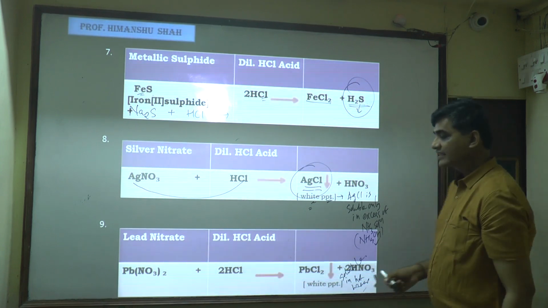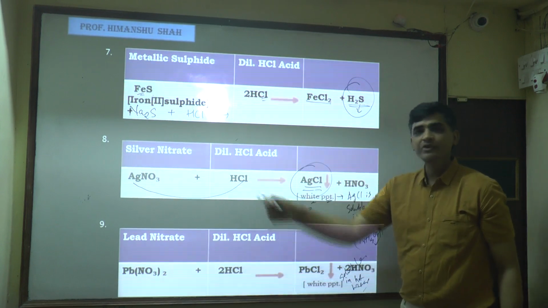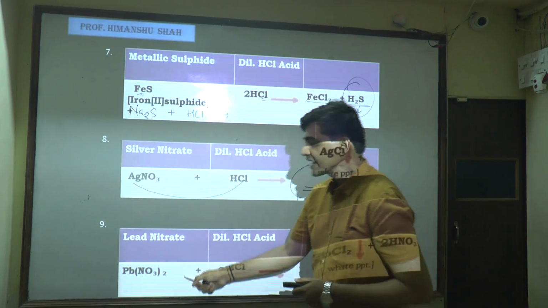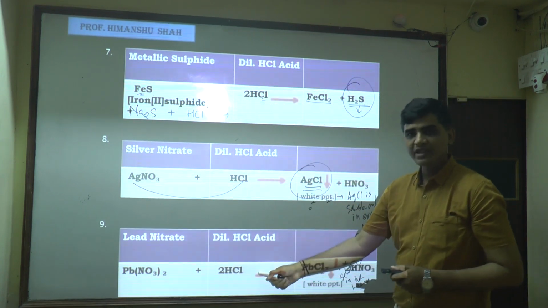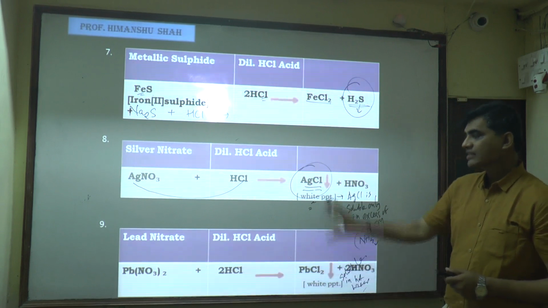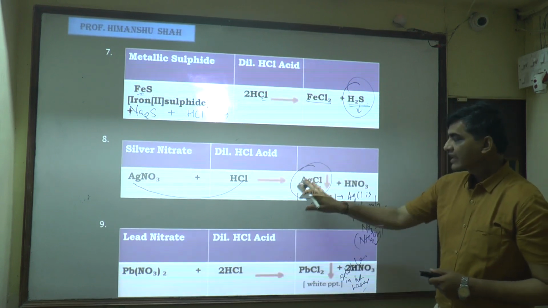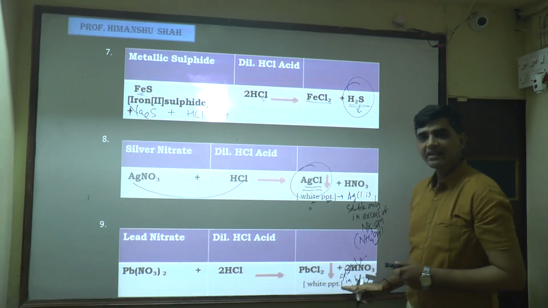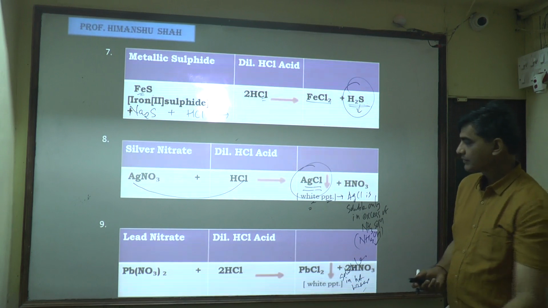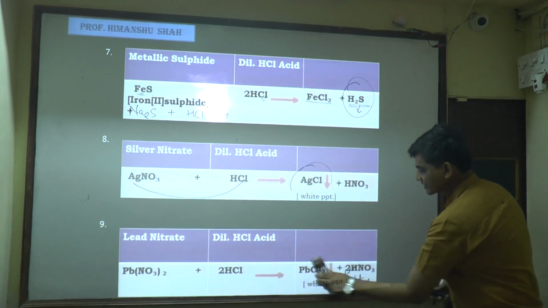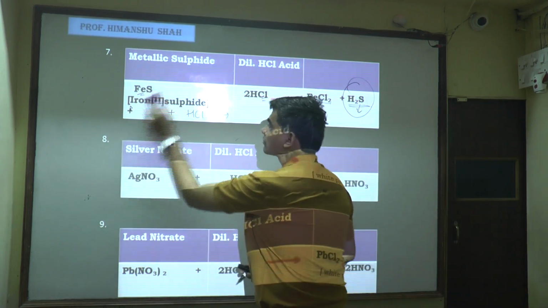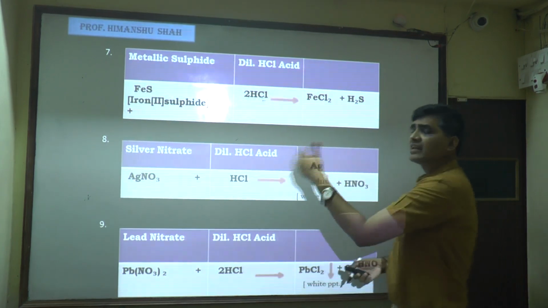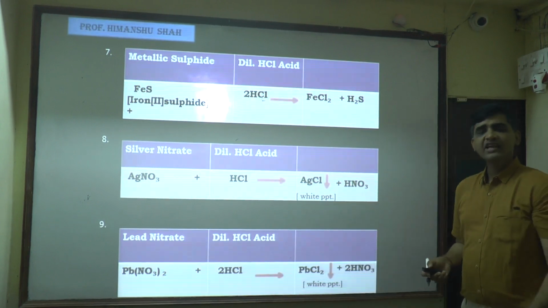From here, the second test: how will you distinguish between hydrochloric and nitric acid, which we will be seeing later on. Silver nitrate, lead nitrate treated with hydrochloric acid gives white precipitate or curdy white precipitate. AgCl is soluble only in excess NH4OH solution, whereas lead chloride is soluble in hot water. At the same time, HNO3 is formed. Now, moving further, the reactions.